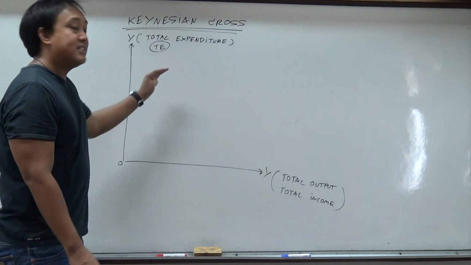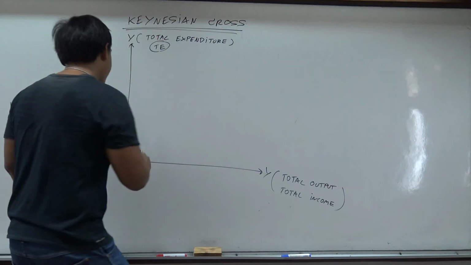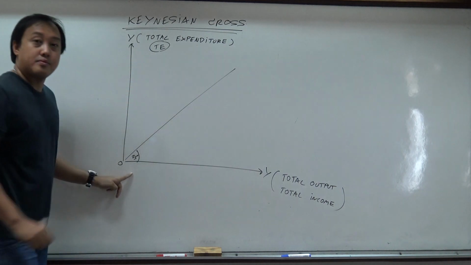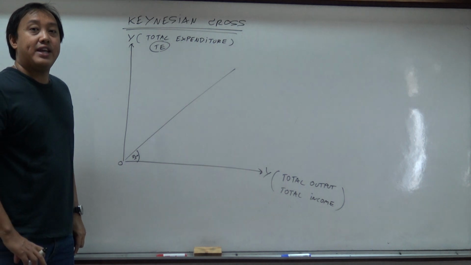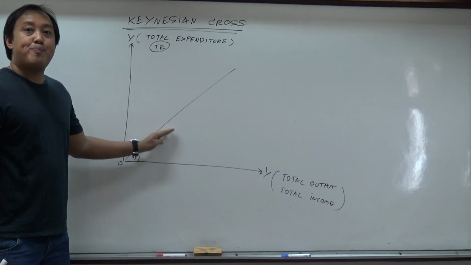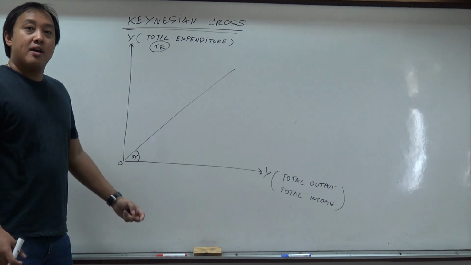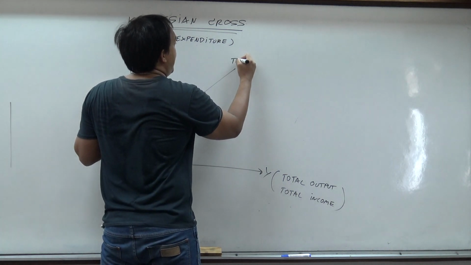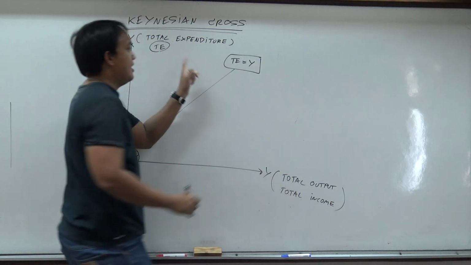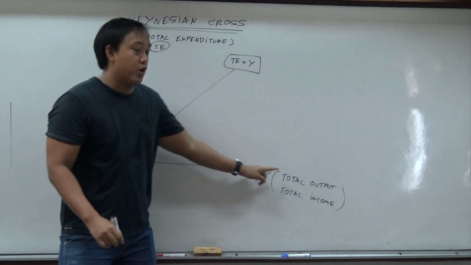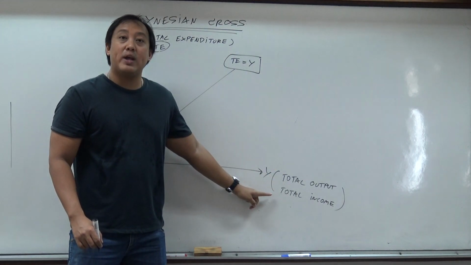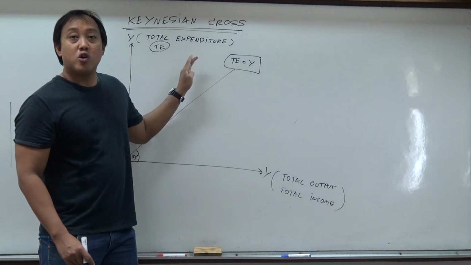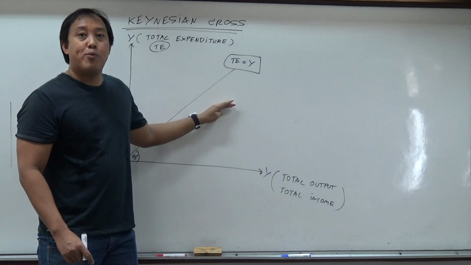And then for the Keynesian cross, you're gonna have a 45-degree line like this. Each point on the 45-degree line represents that total expenditure is equal to Y. Total expenditure is equal to total output and total income.